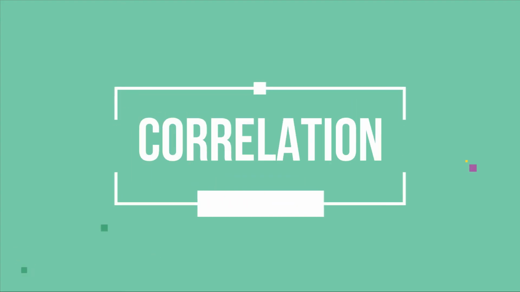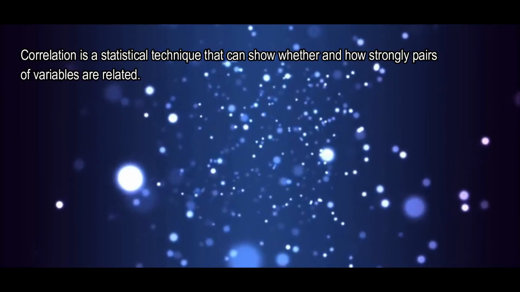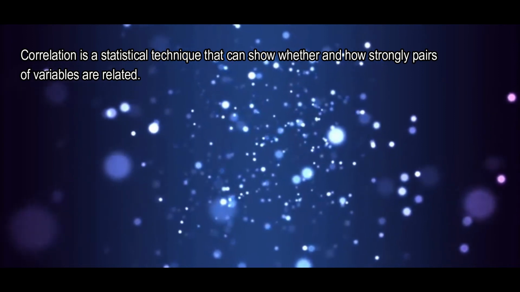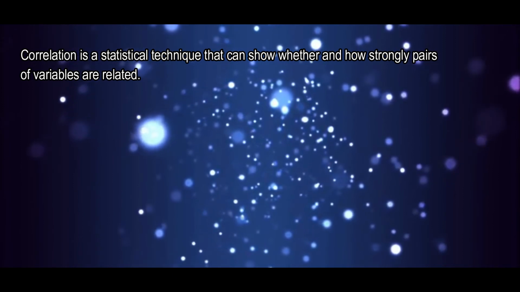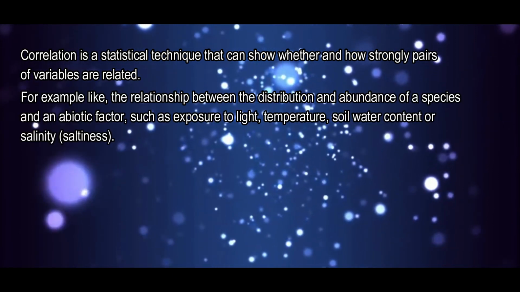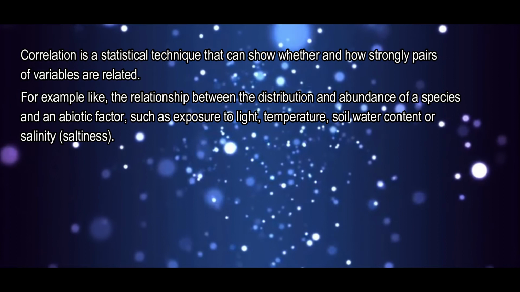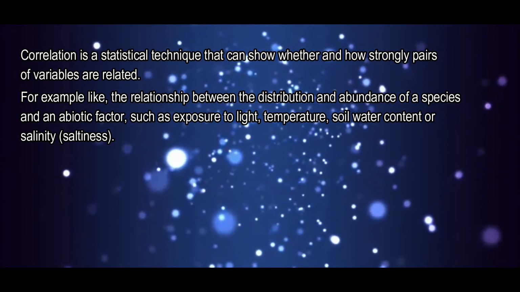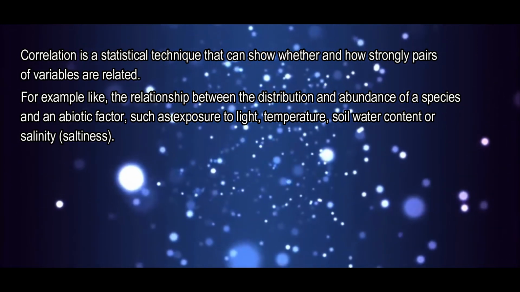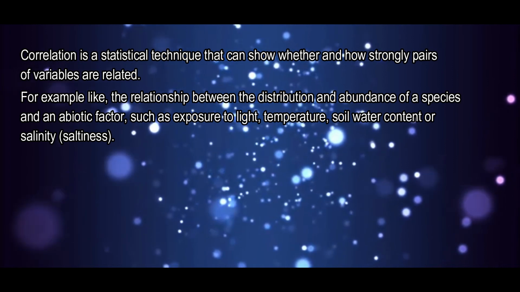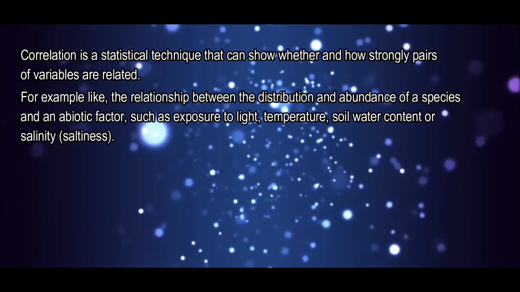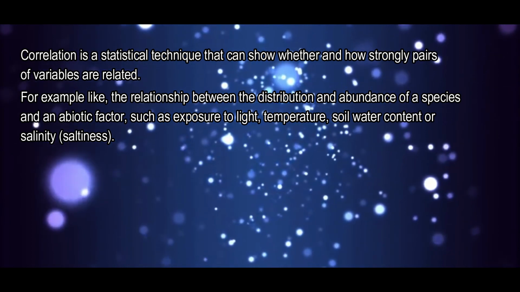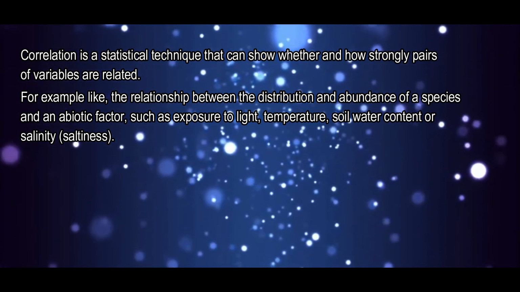Now, let's talk about correlations. Correlation is a statistical technique that can show whether and how strongly pairs of variables are related. For example, the relationship between the distribution and abundance of a species and an abiotic factor, such as the exposure to light, temperature, soil water content, or salinity, or saltiness.